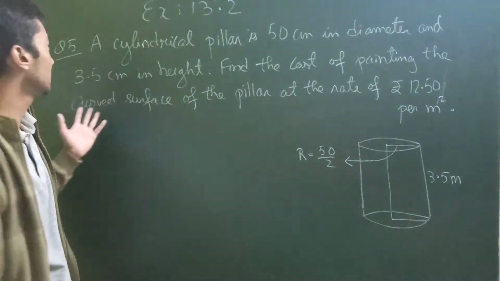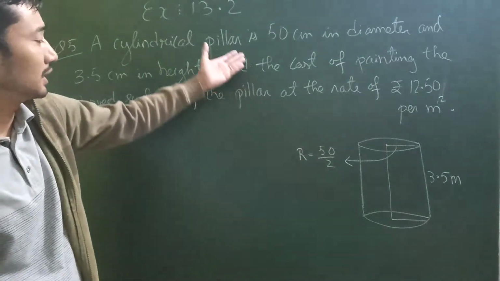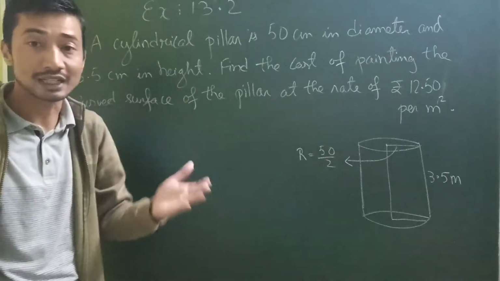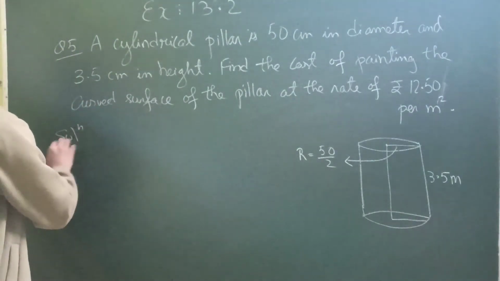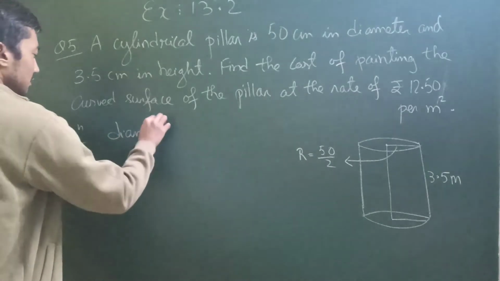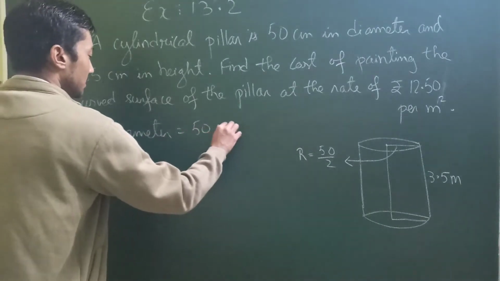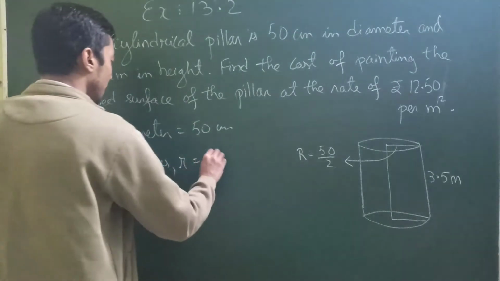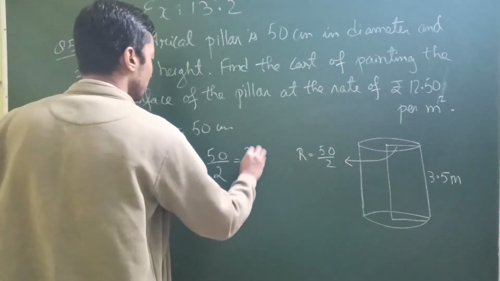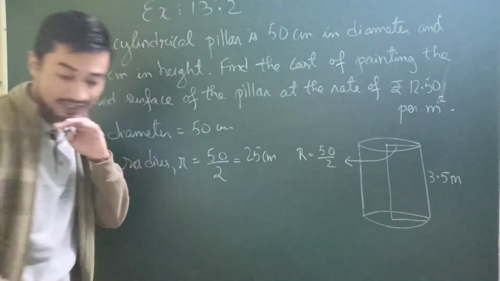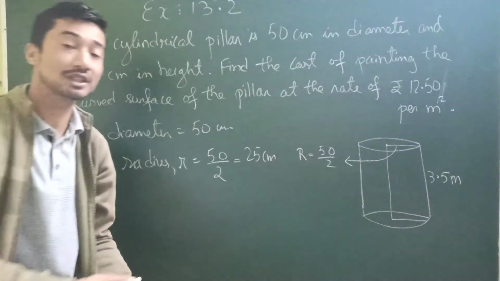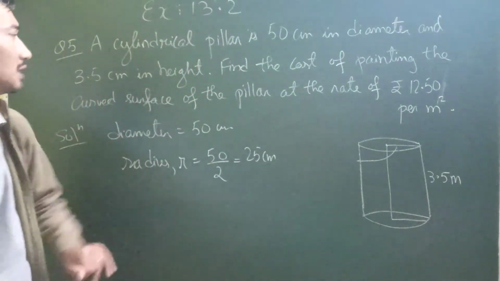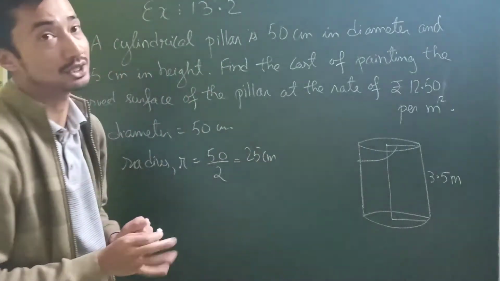Question number 5 states a cylindrical pillar is 50 centimeter in diameter. Always be careful with that diameter. The moment you hear the diameter, find out the radius first. Diameter given 50 centimeters, so the radius is diameter by 2, that is 25 centimeter. No second thoughts: diameter means divide by 2 to get the radius. That part is done.